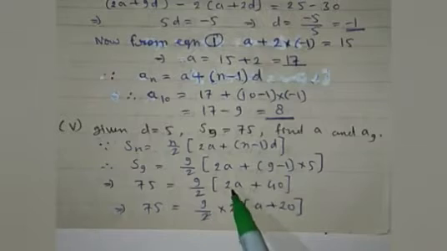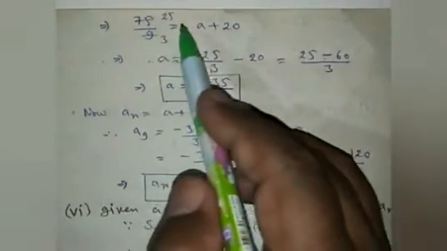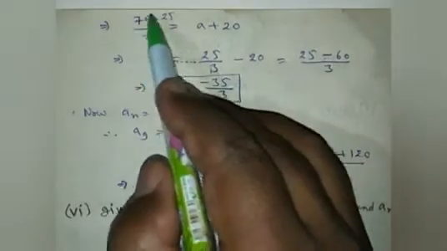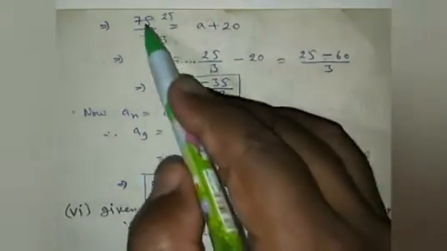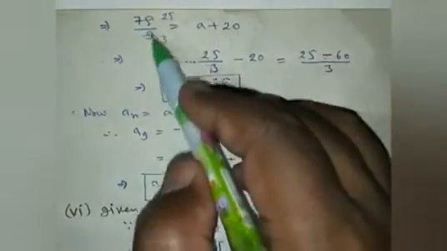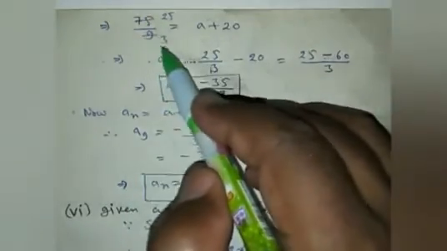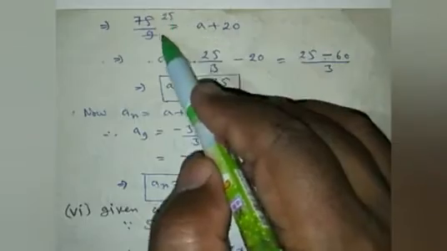Now 75 is equal to 9 by 2. Here 2 is the common. So here into 2 into bracket a plus 20. Now dividing by 9 on both sides, you will get 75 divided by 9, that is equal to a plus 20. Here both numerator and denominator are divided by 3. We will give 25 upon 3.